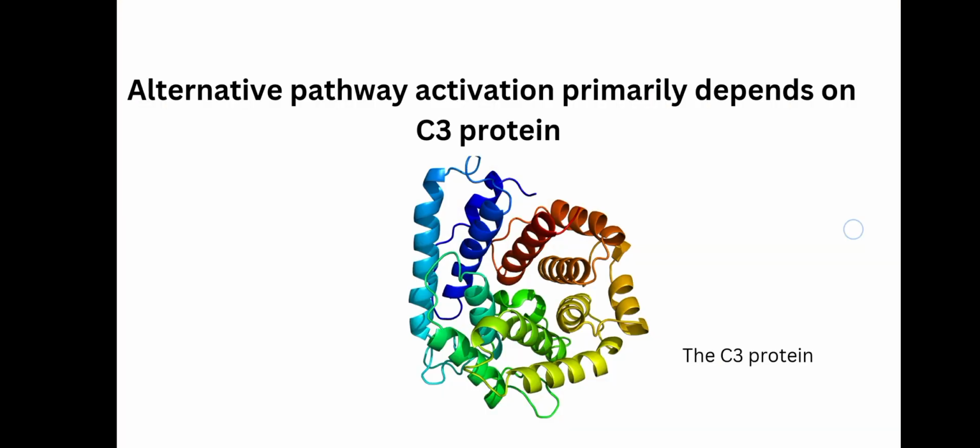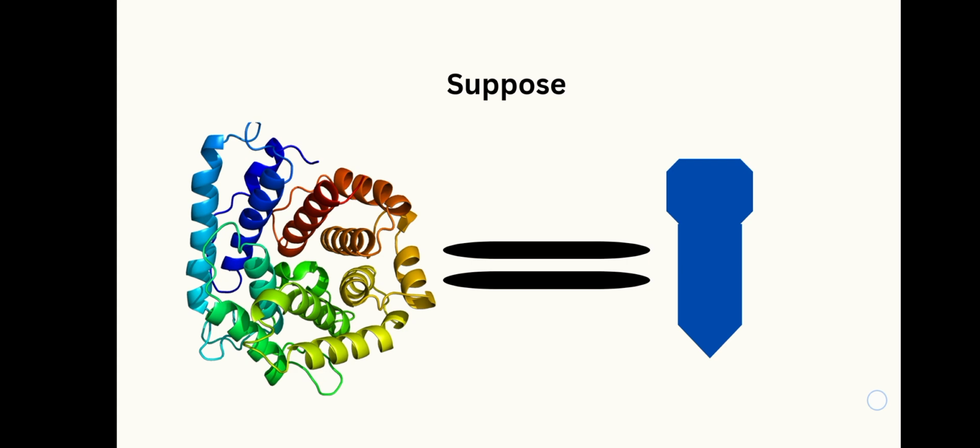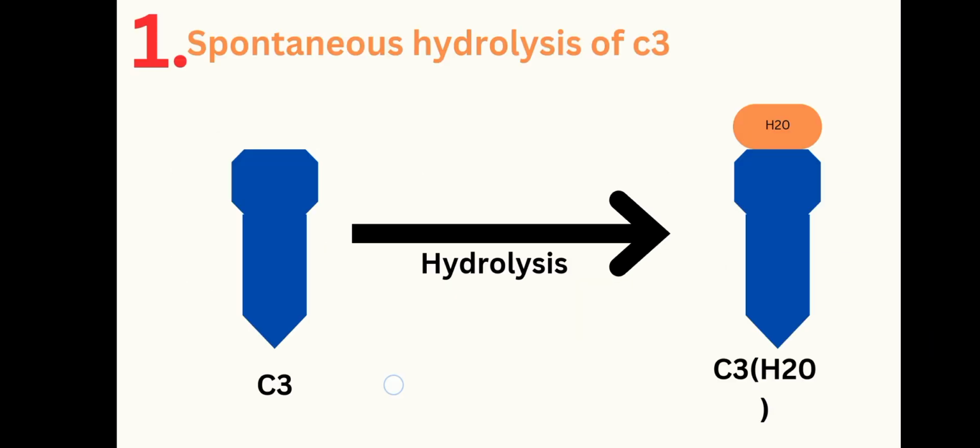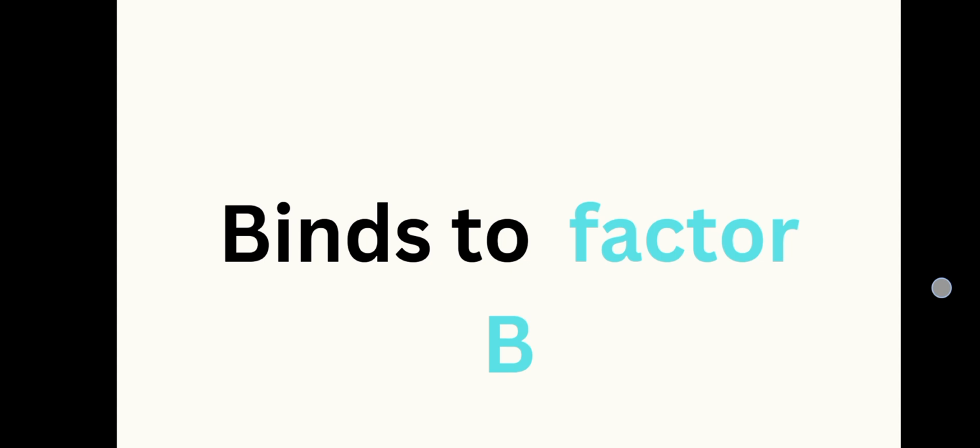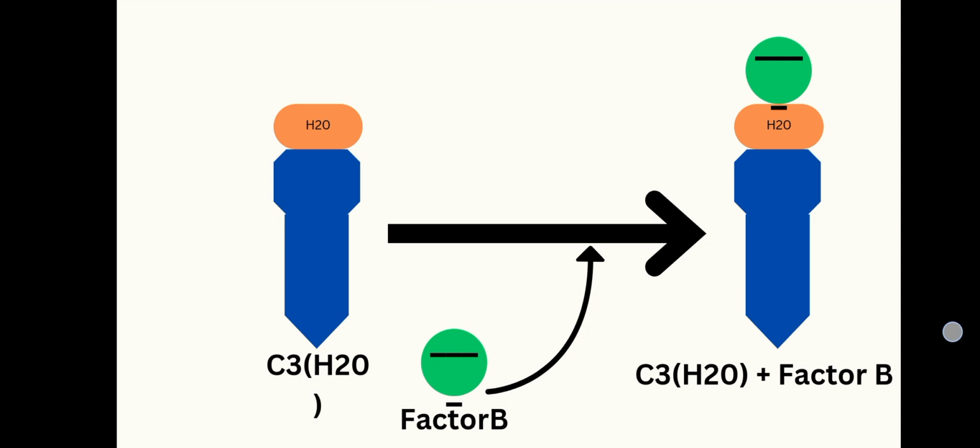The alternative pathway primarily depends on the C3 protein. Let's suppose the shape of the C3 protein is like this. There are many steps by which the complement system is activated by the alternative pathway. The first step is the spontaneous hydrolysis of C3 protein. The C3 protein gets hydrolyzed and forms C3H2O. Now this C3H2O binds to factor B and forms C3H2O plus factor B.